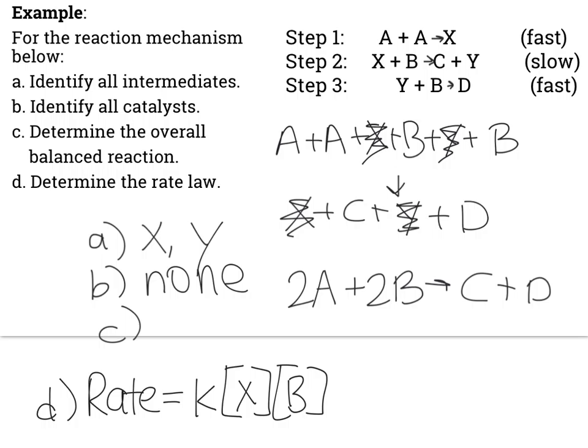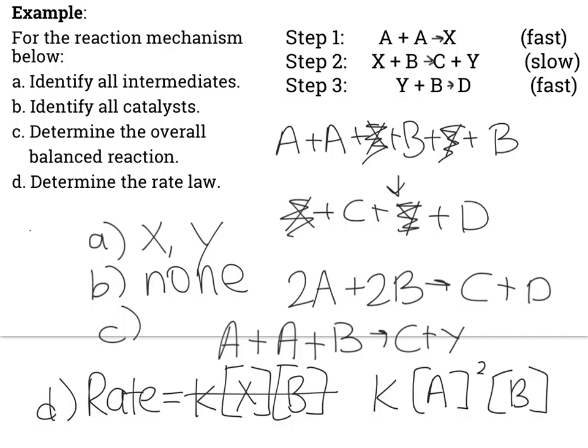What you can tell, though, is when you look up here, we get X by combining 2A. It's kind of like in math, a little substitution. Which means our slow step, we can think of more as A plus B producing C Y. Because again, that X is an intermediate. Which means our rate law then actually turns into k A squared times B.